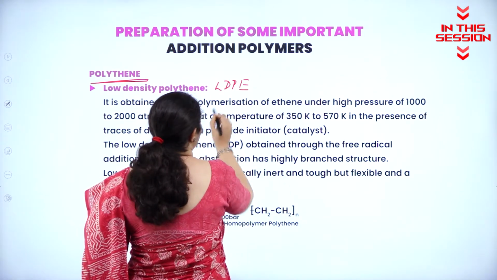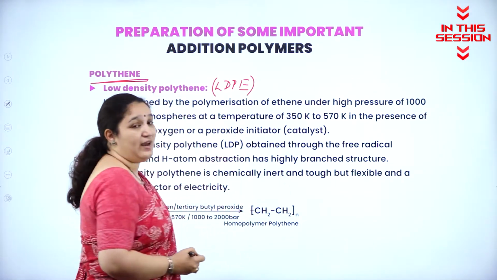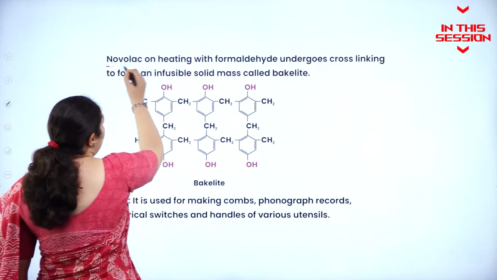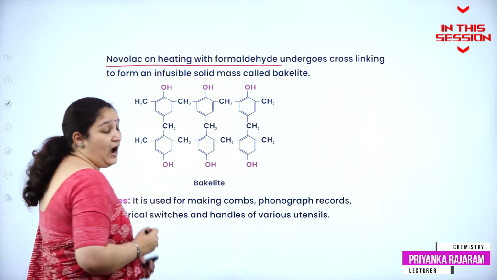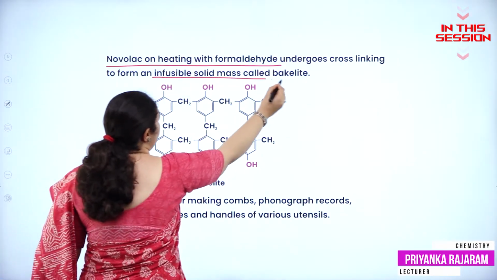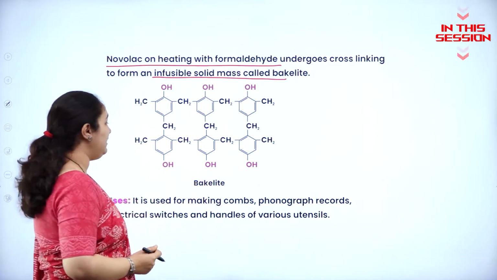LDPE is low density polythene and HDPE is high density polythene. Novolac on heating with formaldehyde again undergoes extensive cross-linking to give an infusible solid mass called bakelite.